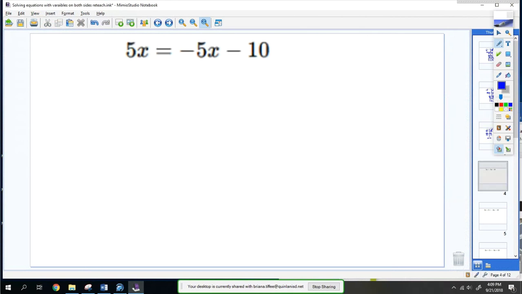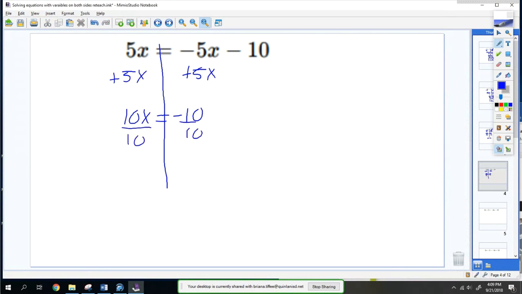Let's try another one. That's a negative 5x, so I'm going to add 5x to both sides. Now I have 10x equals negative 10. I'm going to divide 10 to both sides. You get x equals negative 1.